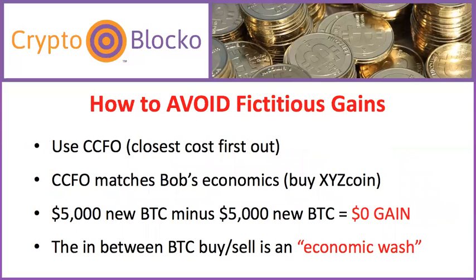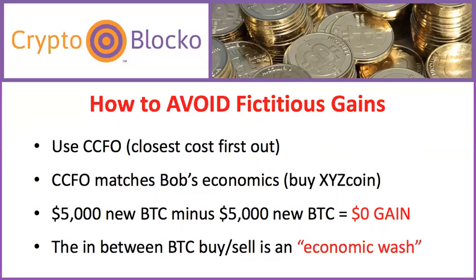All right, so how do you avoid these fictitious gains? Well, for example, let's look at CCFO, which is closest cost first out. And of course, there are derivatives of this like highest in, first out, and so forth. Okay, so CCFO would match Bob's economics when he buys XYZ coin. So let's look at the calculation. $5,000 of new BTC minus the $5,000 of new BTC equals a $0 gain.